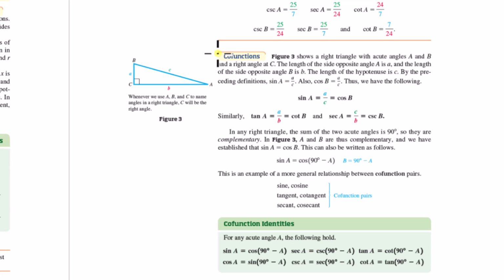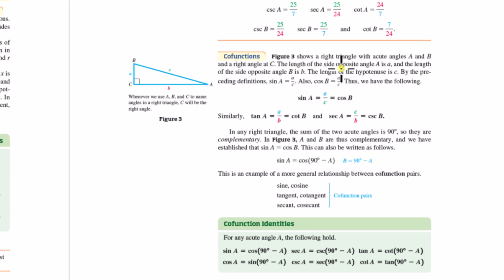Okay, cofunctions. Here we're going to develop some more trig identities. So figure 3 shows a right triangle with acute angles A and B and a right angle at C. And once again, I'm going to stress, for all these right triangle scenarios that we look at, you can think about this being oriented in any kind of way in 3D space. That's the power of thinking about adjacent over hypotenuse, opposite over adjacent, etc. There's no standard position we have to think about when it comes to these right triangle definitions of trig functions.